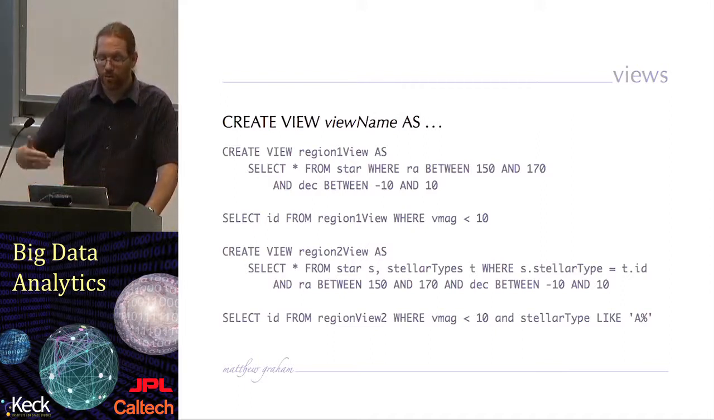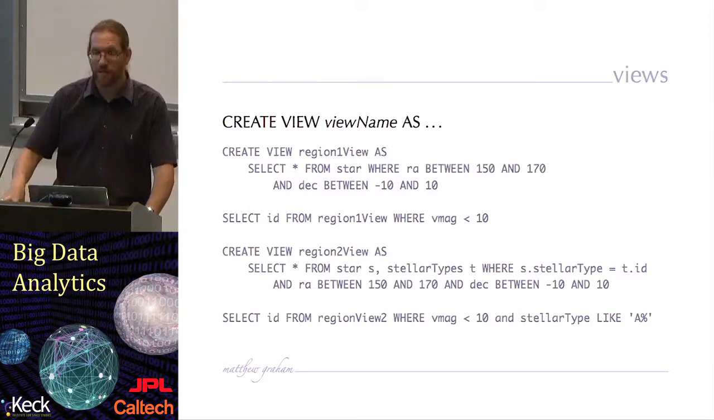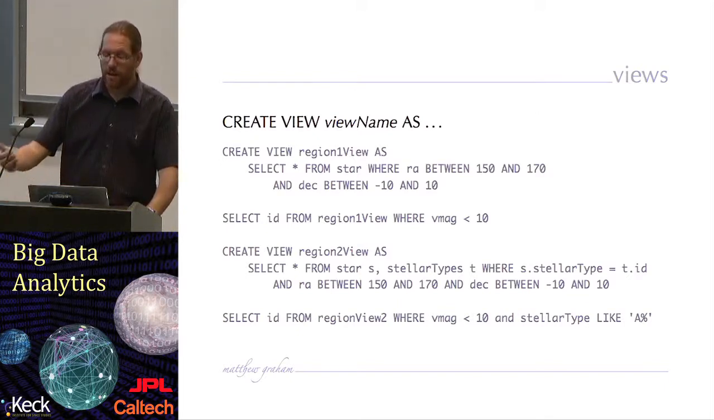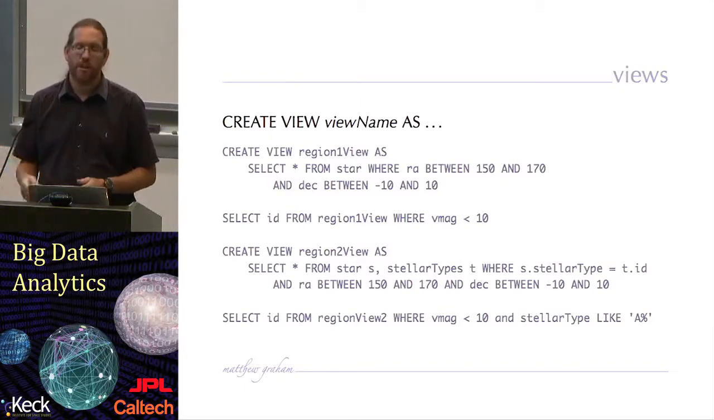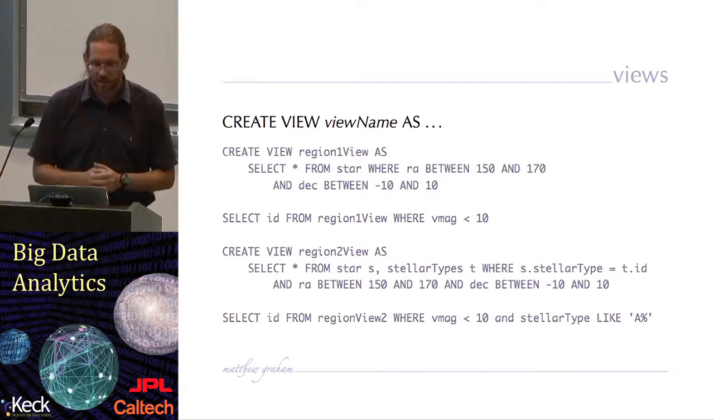I can then do a regular select statement, and instead of using the table name, I can use the name of my view, in this case region 1 view, as the table, and it will only use the data that is defined by that particular view, so it will use the data within the positional constraints on the sky that I've defined as the first data set that it's working on, and then apply the additional constraints that I'm using in the where statement in my select statement.